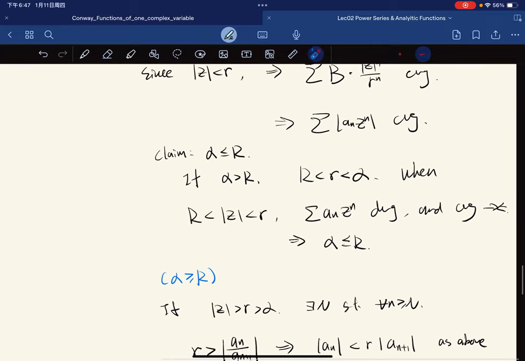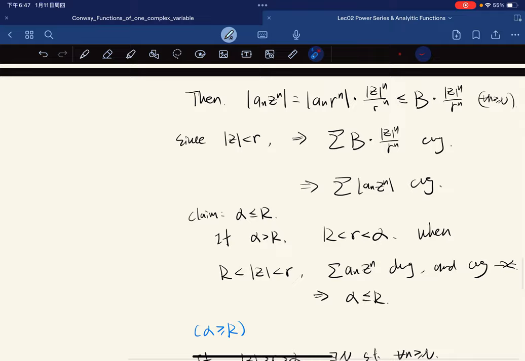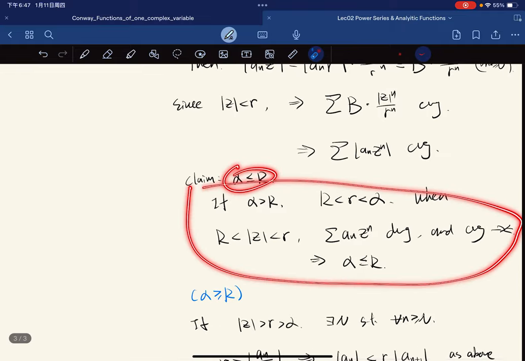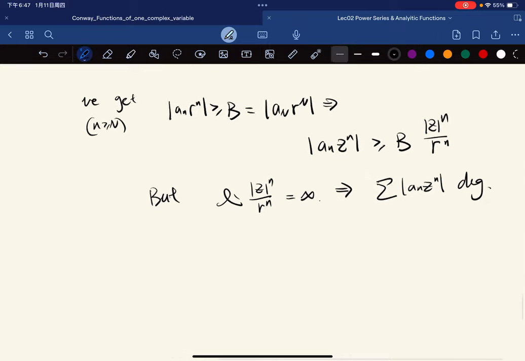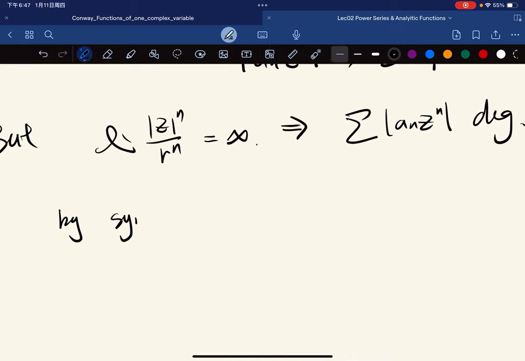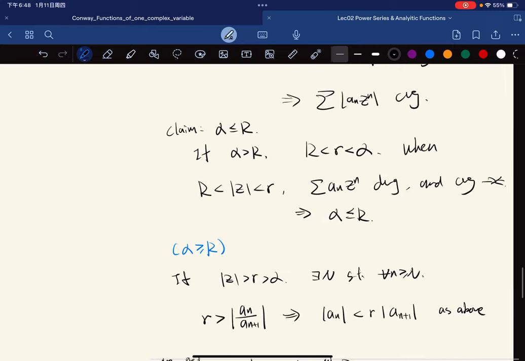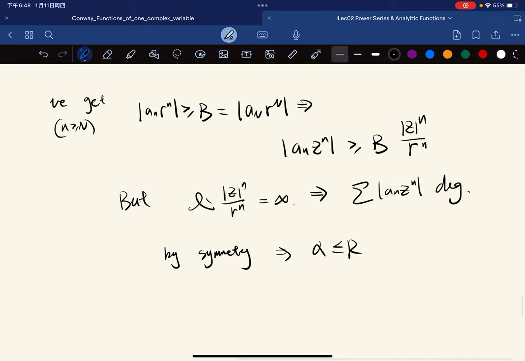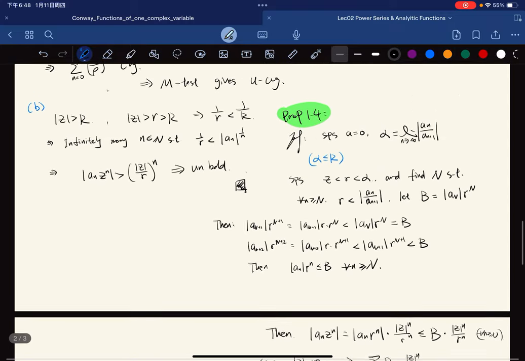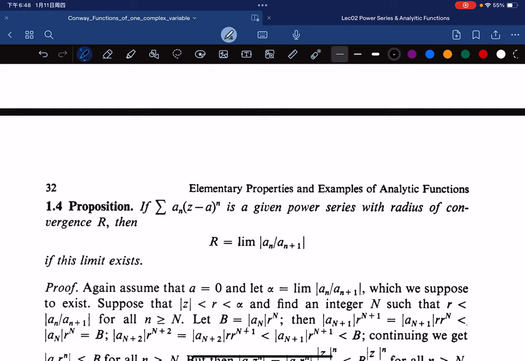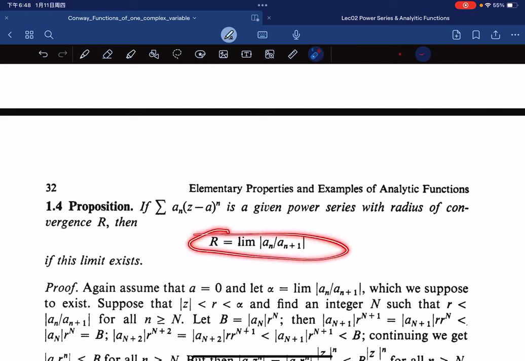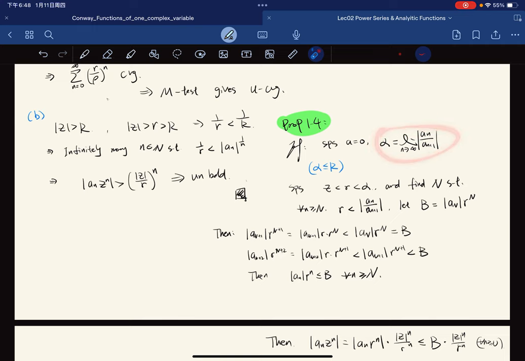Now, above we make this claim and we have this argument, right? And here is basically just by symmetry. We repeat our argument, we will get alpha less than or equal to r. Because here, oh, sorry, alpha greater than or equal to r. It's just by symmetry. And we are done, right? So we have proven our result: if this limit exists, then r is equal to alpha. Okay.